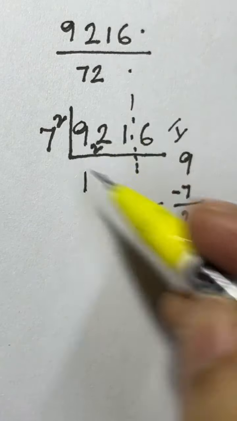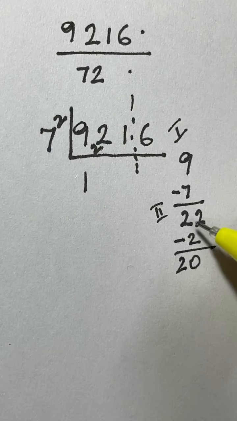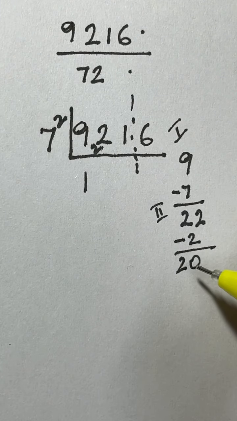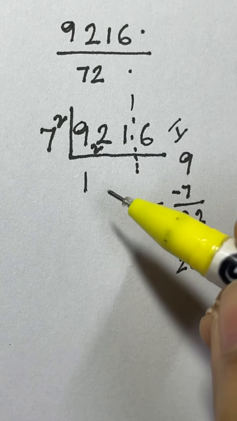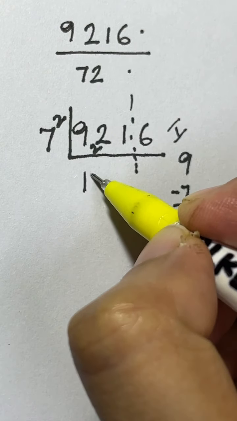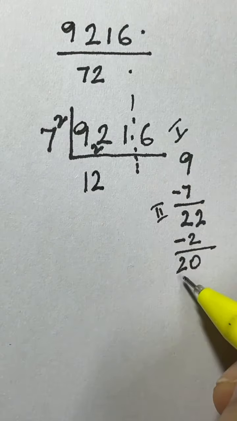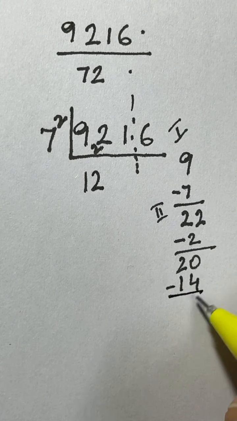Now you again have to check in the times table. You don't have to check 22 in the times table; you have to check 20. So does 20 come in the 7 times table? No. So we take a number lesser than that. 7 times 2 is 14. So I'm going to write 7 times 2 is 14, and subtract them. 20 minus 14 is 6.